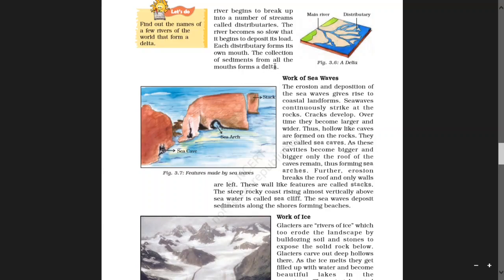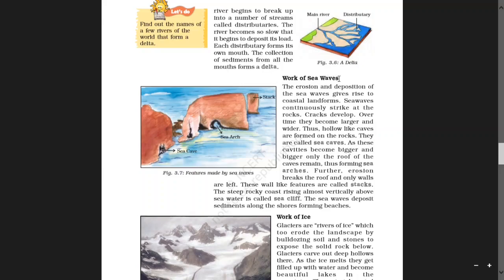See, each distributary, each branch of the river, forms its own mouth. So the collection of sediments, whatever it brought, soil, mud, from all the mouths forms a delta. See there, it has given the diagram of a delta in figure 3.6.